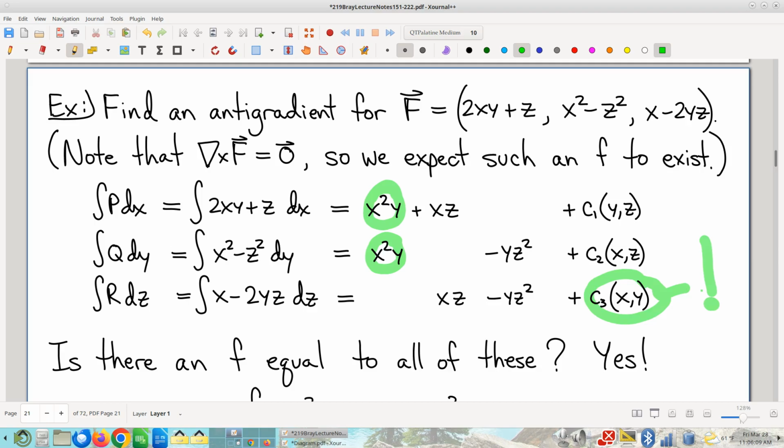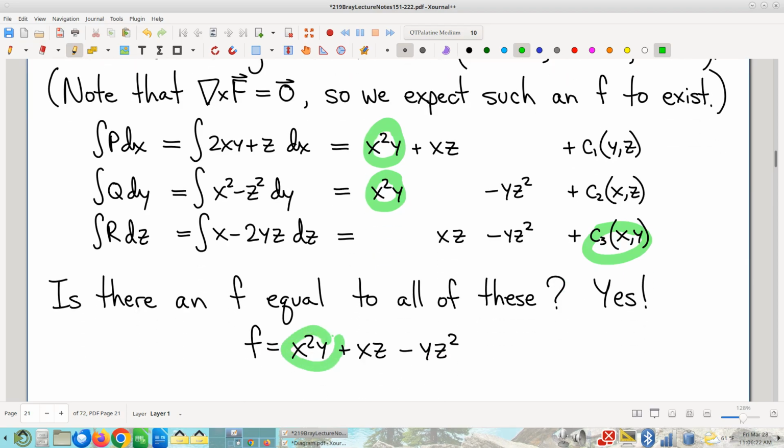So what function of x and y might I want this to be? And I think x squared y looks like a great choice. Because if I make that x squared y, then there is an x squared y in all three of those expressions. And that's what I want, right? I want all three of these expressions to be equal.